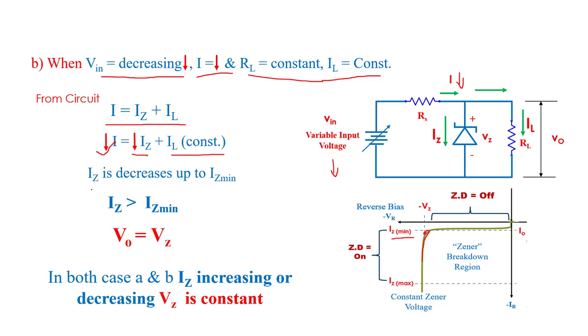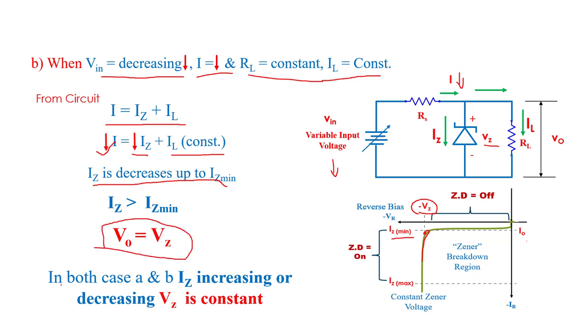We have to decrease IZ up to IZ minimum only, because below IZ minimum this current is considered a reverse leakage current. So at this point the voltage across the Zener diode is VZ, and we know that the Zener diode and load resistance are both connected in parallel, so the voltage across both components is common. If the voltage across the Zener diode is VZ, the output voltage is again equal to VZ.